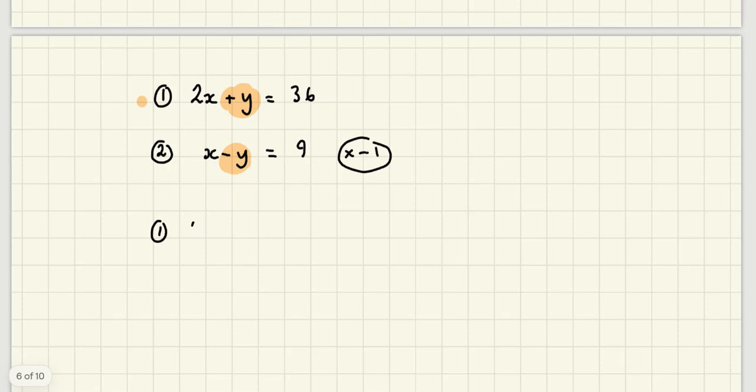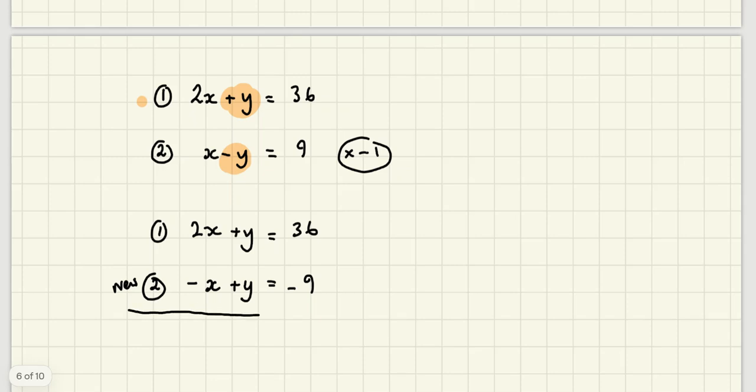That gives me equation 1 is still 2x plus y is 36. What's my new equation 2? If I've multiplied through by -1, it becomes minus x plus y equals -9. So all of them change sign. Okay, remember then we're going to do an elimination. So it doesn't matter which order it is actually, but I'm going to do this lot take away that lot to find the difference.